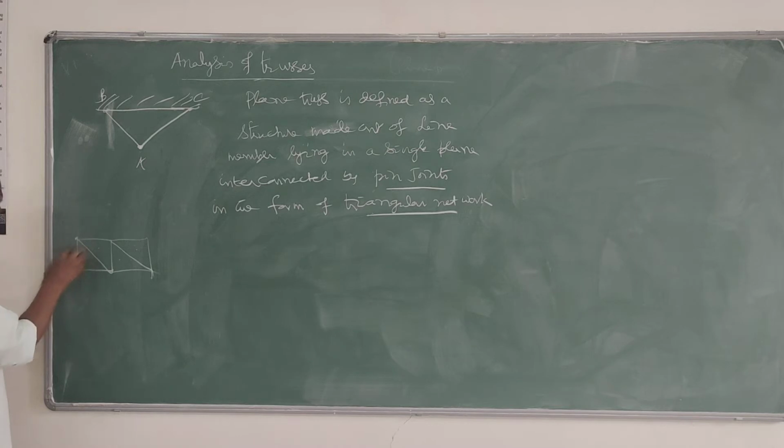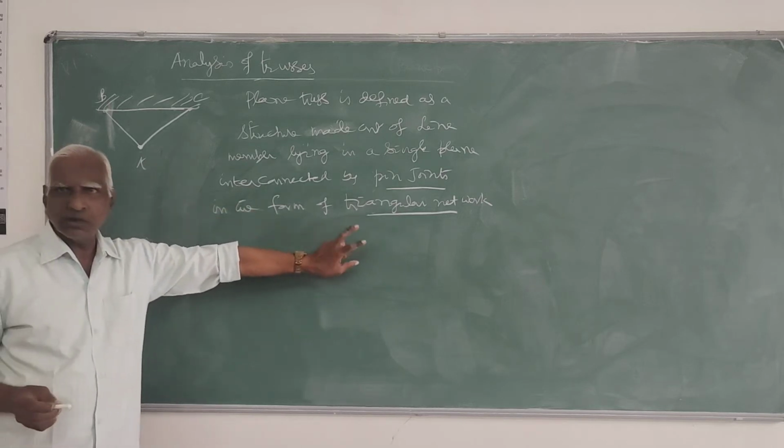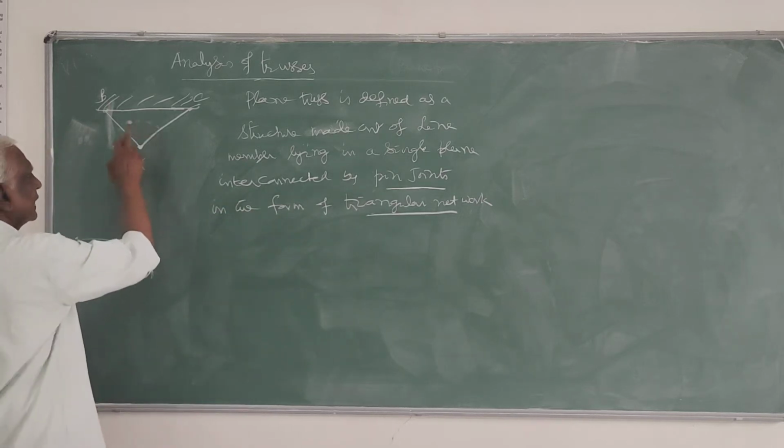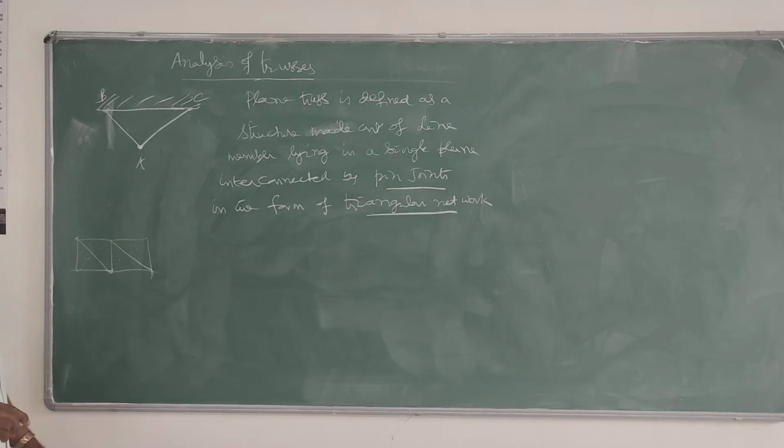If you take any three members, minimum three members should be there. Three or less than three. More than three it can have, but again it has to be in the form of triangles only. That one thing you have to remember. So here you take a simple truss.